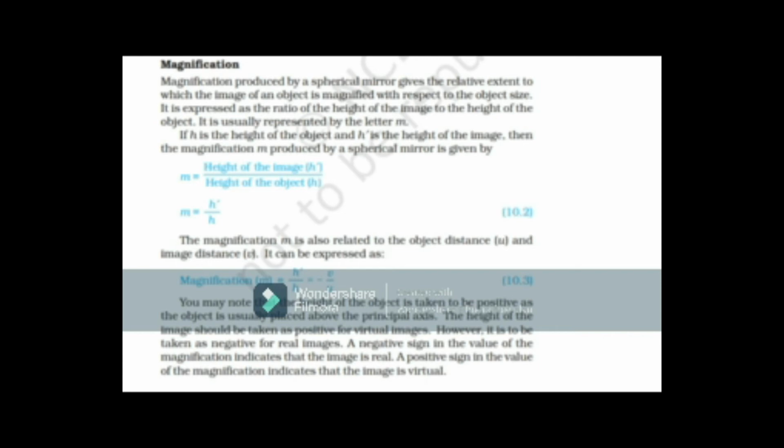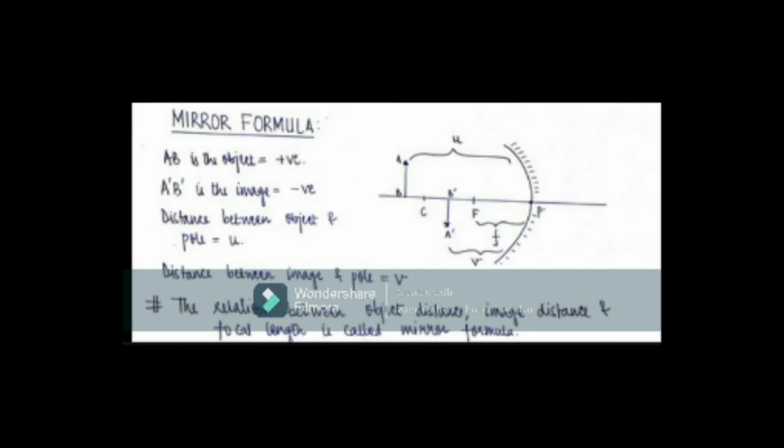Mirror formula. AB is the object, positive. A'B' is the image, negative. Distance between object and pole is equal to u. Distance between image and pole is equal to v. Therefore, the relationship between object distance, image distance and focal length is called the mirror formula.